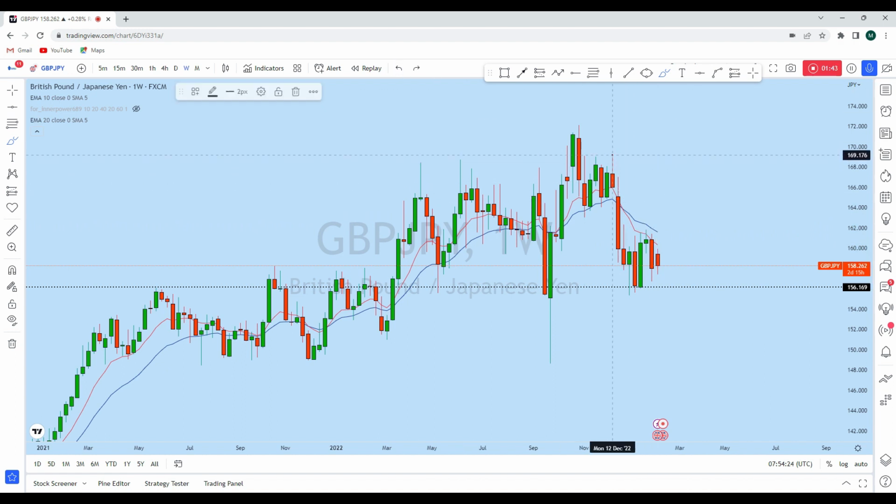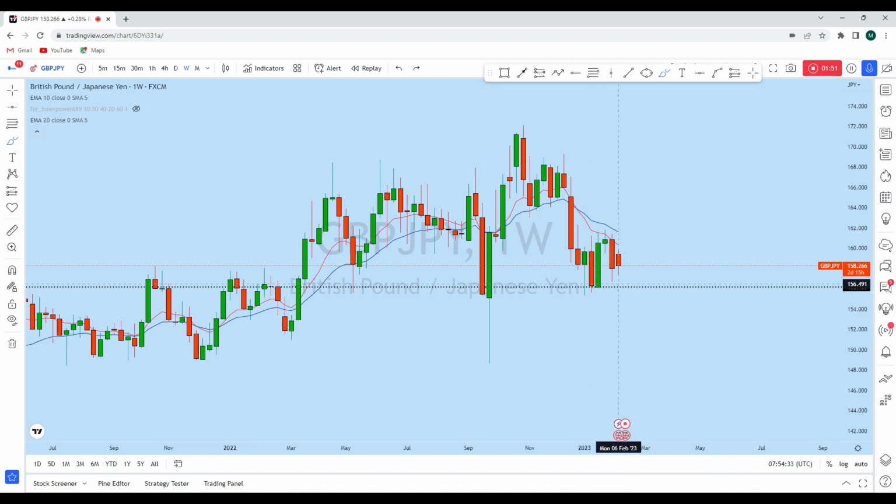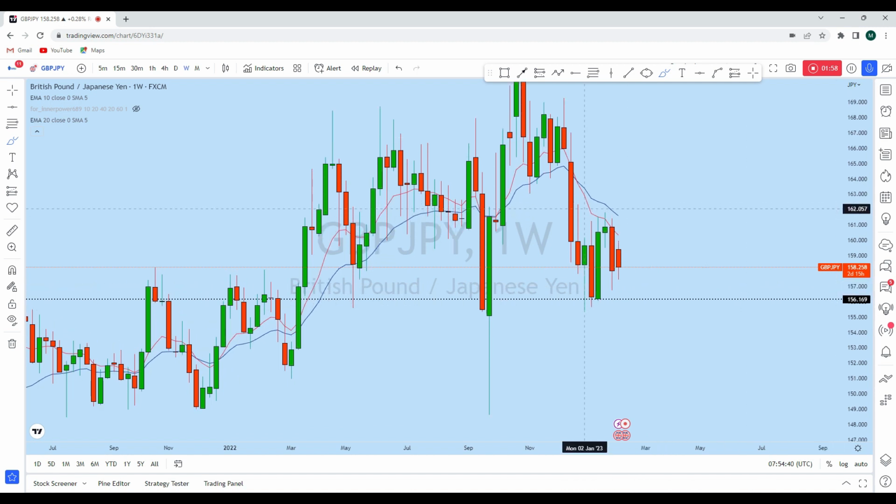As you can see, after this impulse correction, we can expect another impulse, and we can expect the price to create a new lower low, or at least come back to this level of support on the weekly. That can give us a significant trading opportunity on the lower time frame.